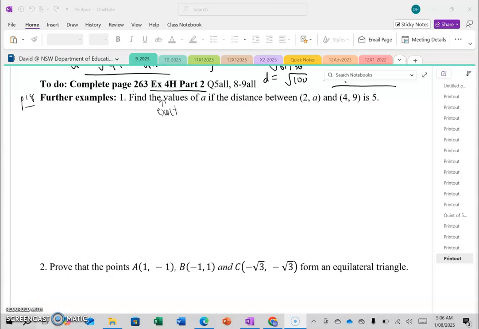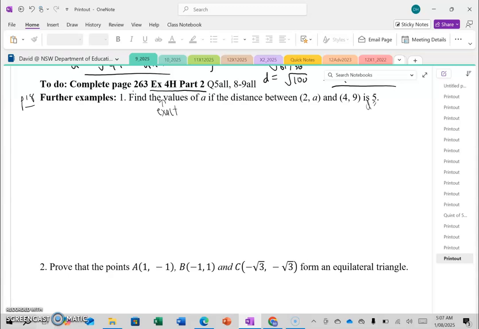Okay, we're just going to do two further examples on distance formula here. So let's have a look at this question. Find the exact values of a if the distance between (2, a) and (4, 9) is 5. Okay, so what's different about this question is that rather than finding the distance, they tell us the distance, and instead we're going to find one of the values there.